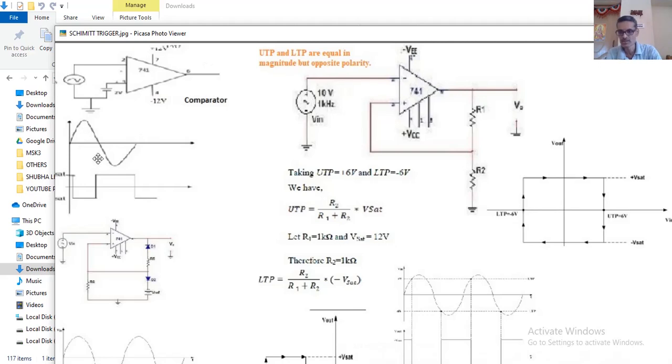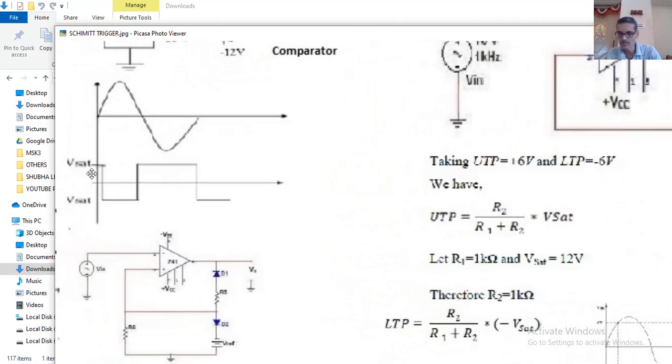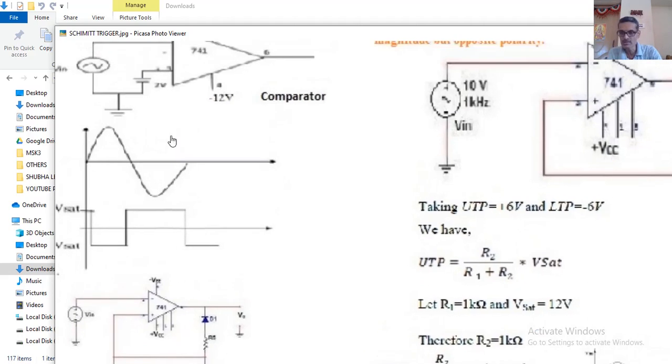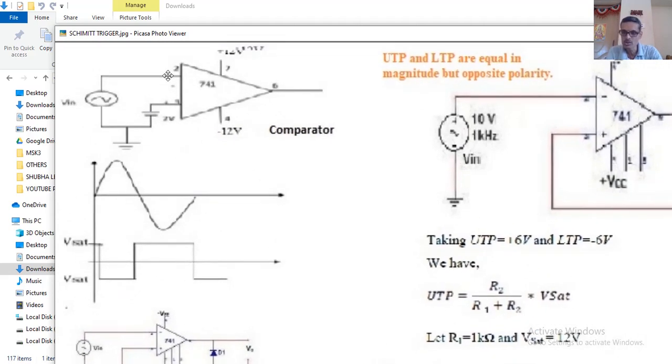Just look at this here. Till here this is plus Vsat. Observe over here, this is plus Vsat. Whenever the input crosses 2 volt, the output changes from plus Vsat to minus Vsat. It remains there. When the input goes again below 2 volt, that means if the voltage given to pin number 2 is less than pin number 3, the output switches again to plus Vsat. This is what happens.